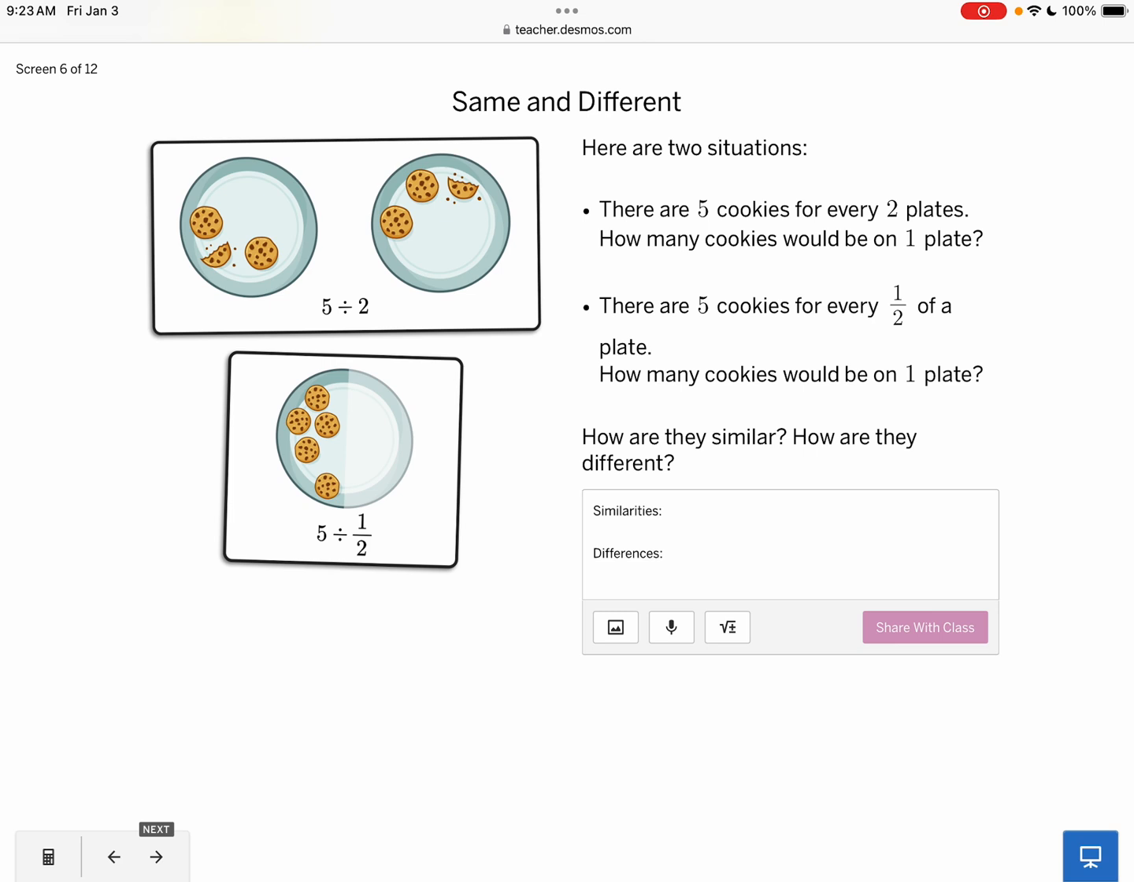Here are 2 situations. There are 5 cookies for every 2 plates. How many cookies would be on 1 plate? Or there are 5 cookies for every half of a plate. How many cookies would be on 1 plate? How are they similar? How are they different? I'm going to pause, let you think about it. Well, when I look at these problems, I see that there are 5 cookies for both problems, but the difference is one of the problems has 2 plates, and one of the problems has half a plate. So that's what I noticed was the same and different.